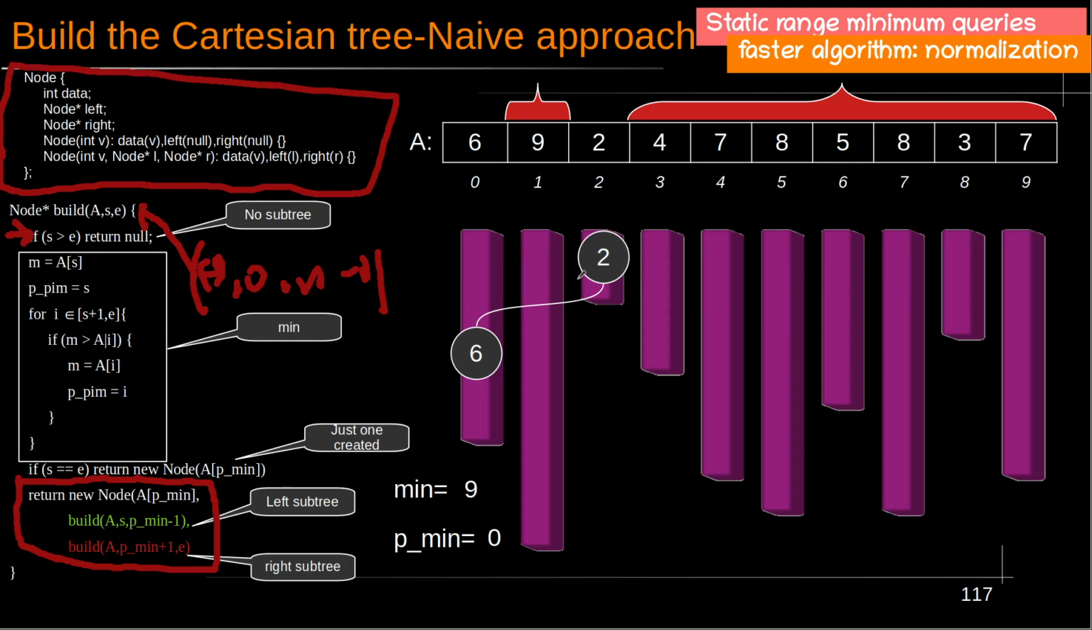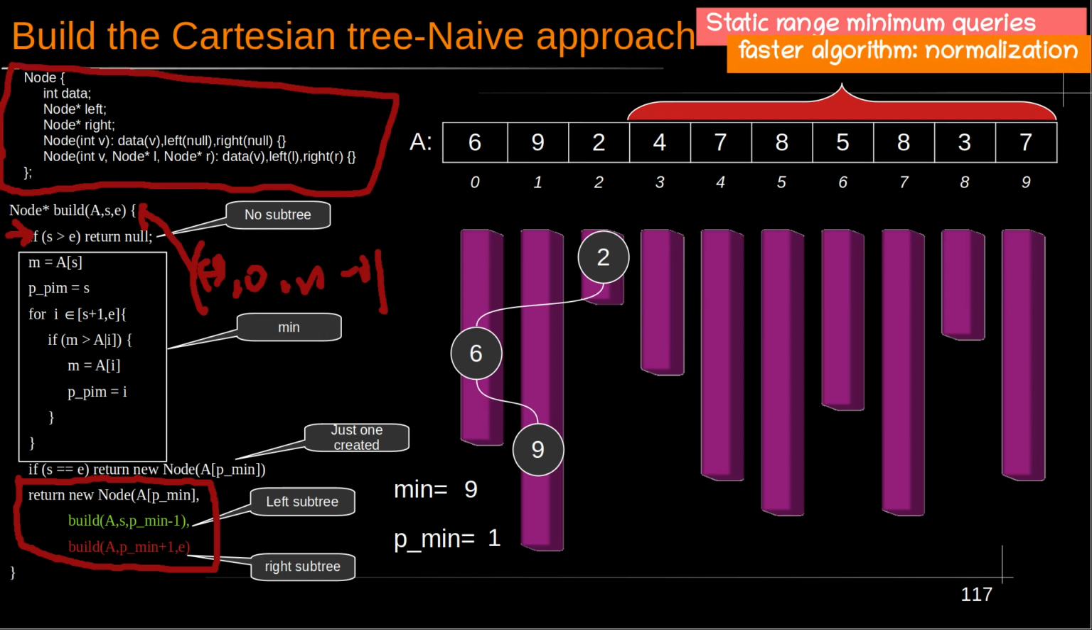And for 9, same here. The minimum is 9 at position 1. We have just one element, so this one will be executed here. So we will return the node with that value. This is the right subtree of 6.